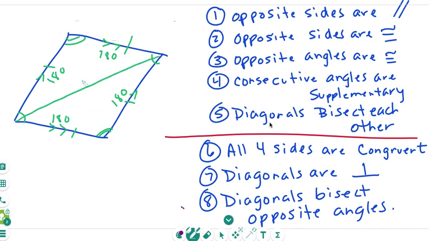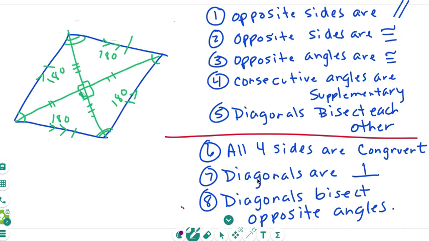Now we have a couple other things that we know about the diagonals. So the diagonals bisect each other. So that makes these two sides congruent and these two sides congruent. However, the diagonals are perpendicular. So that means we have one right triangle here, a second right triangle here, a third right triangle here, and a fourth right triangle here. So it creates four right triangles.